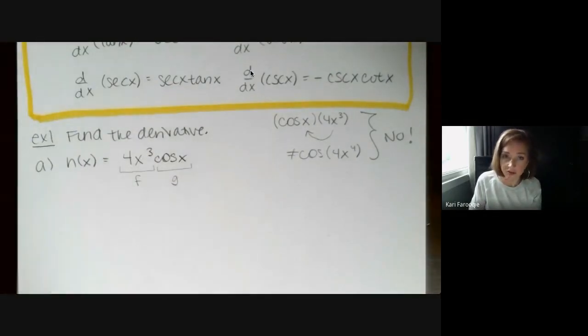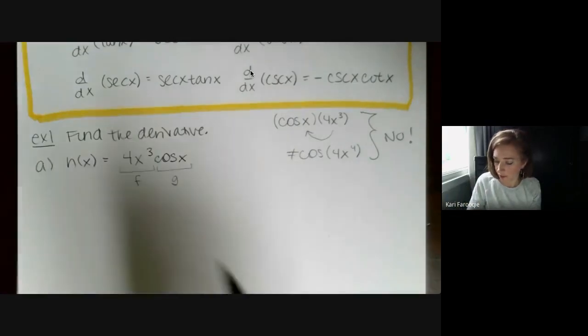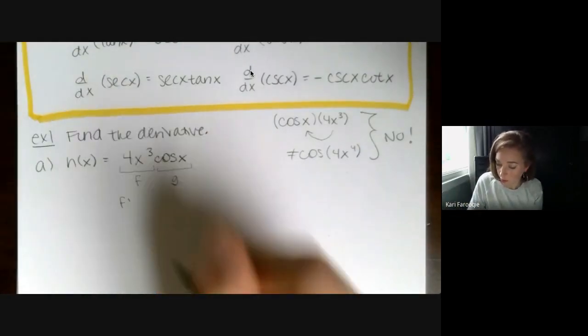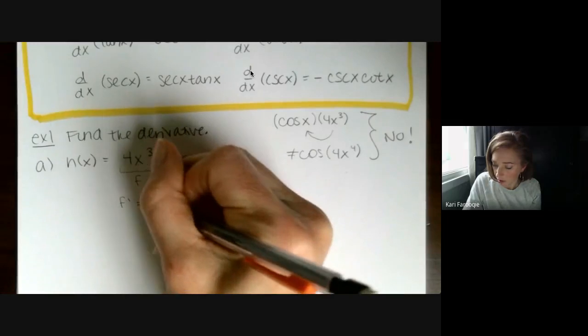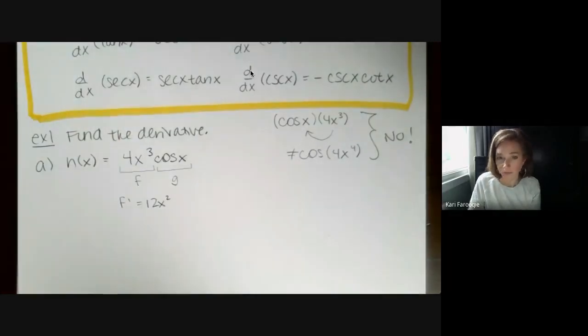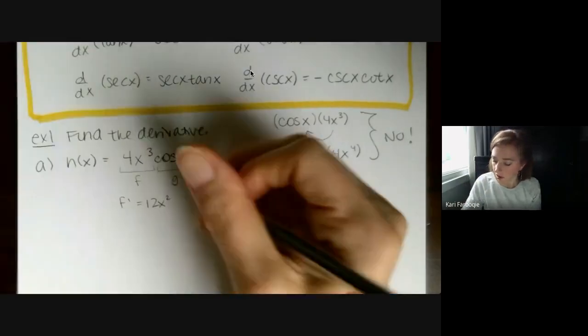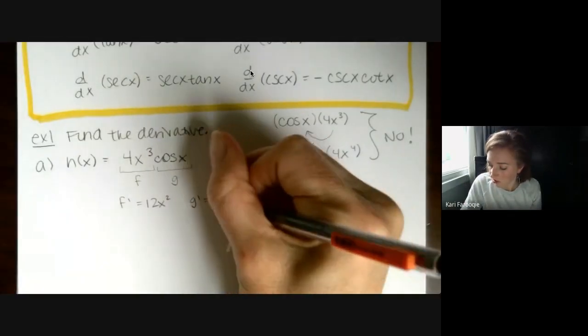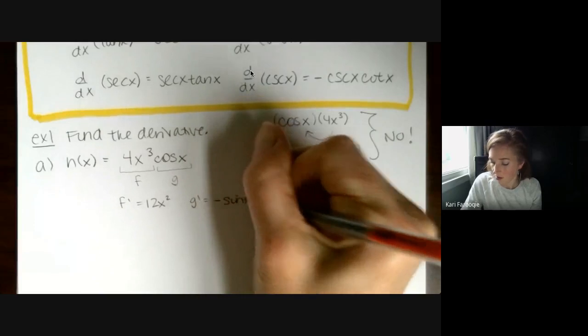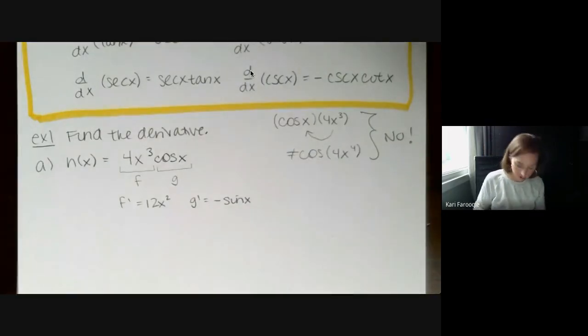All right, so we're going to take f prime g plus f g prime. Well, if f is 4x cubed, then f prime is 12x squared. And then if g is the cosine of x, then g prime is the negative sine of x. All the derivatives for functions that start with co are negative.